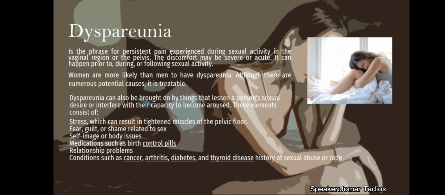Dyspareunia can also be brought on by things that lessen a person's sexual desire or interfere with their capacity to become aroused. These elements consist of stress, which can result in tightened muscles of the pelvic floor, fear, guilt, or shame related to sex, self-image or body issues, medications such as birth control pills, relationship problems, conditions such as cancer, arthritis, diabetes, and thyroid disease, and history of sexual abuse or rape.